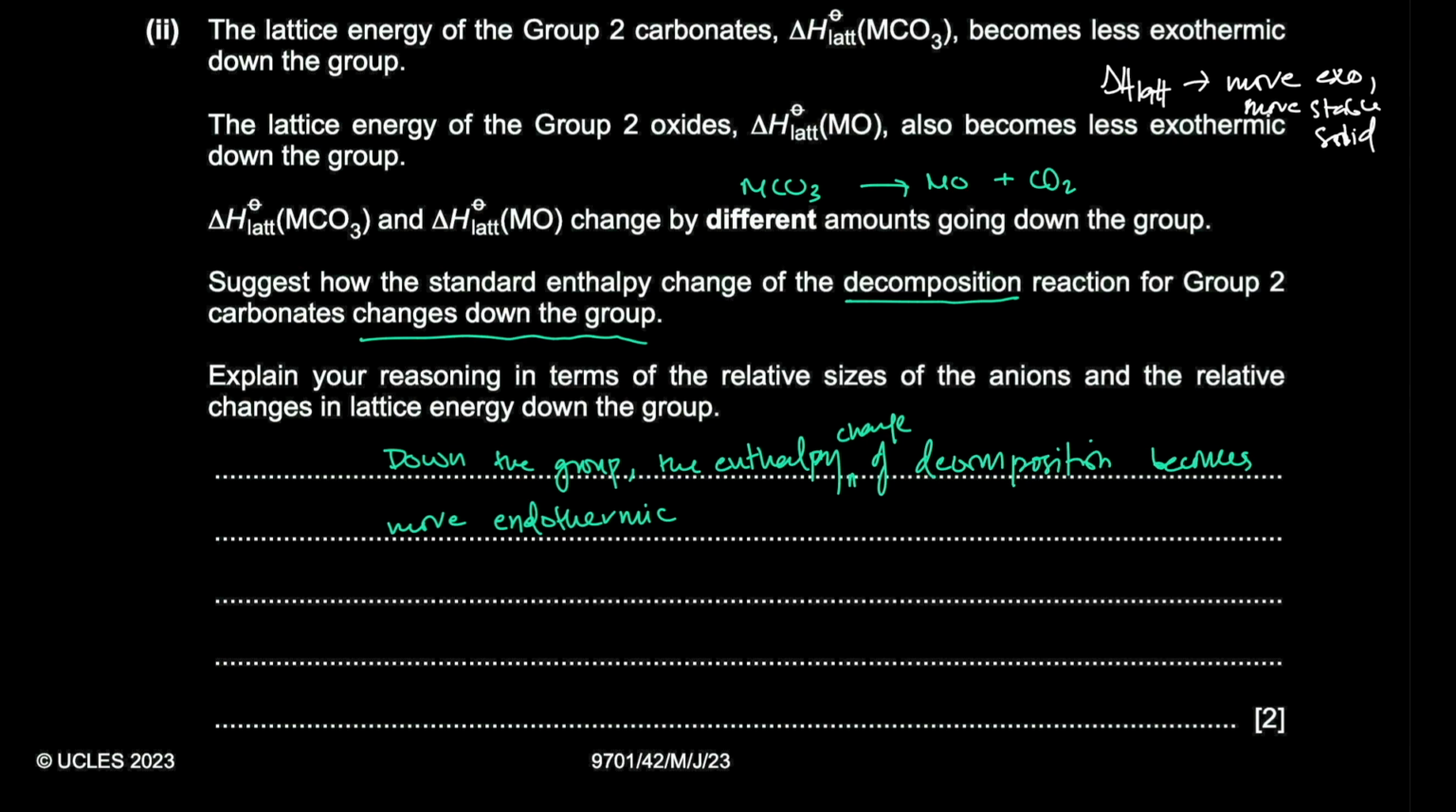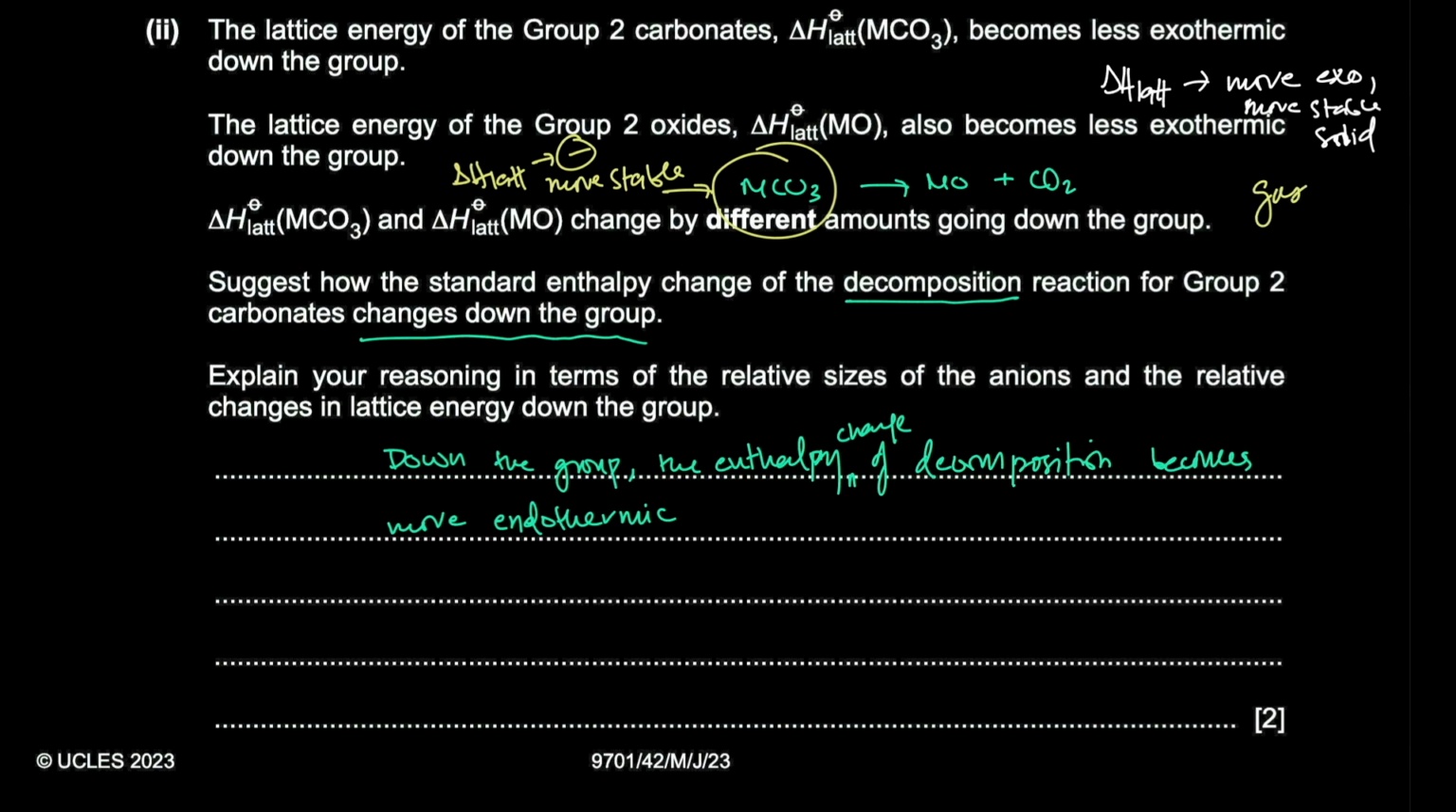So down the group, what's happened to the stability of the carbonates? The carbonates are becoming more stable down the group. If they're more stable down the group, that means that the lattice enthalpy for the carbonates is relatively more exothermic. Again, if the lattice enthalpy is more exothermic, it means that the solid is at a lower energy, right?